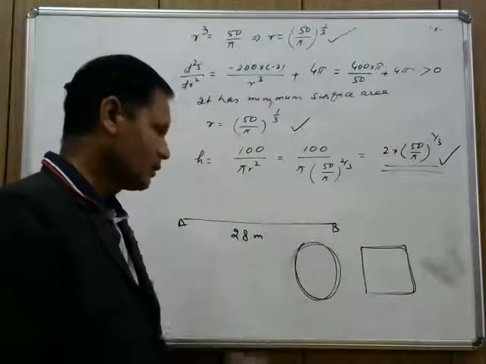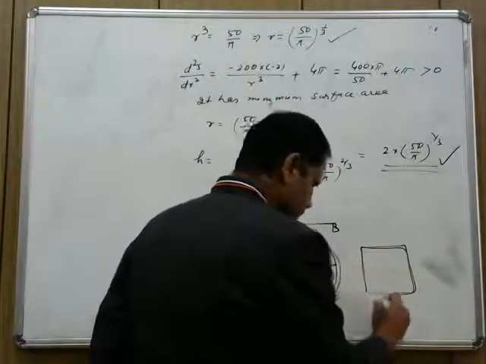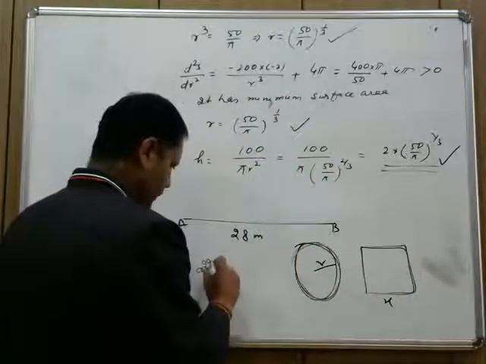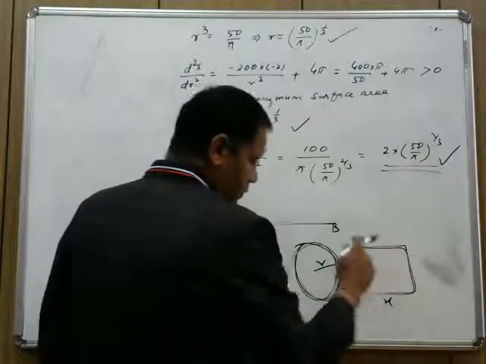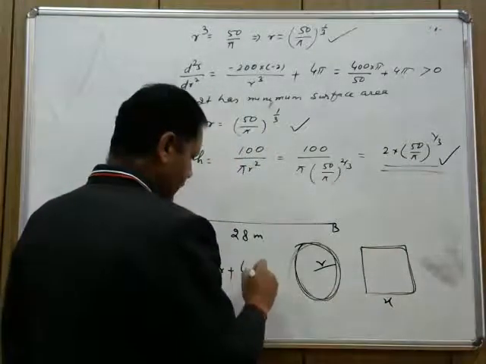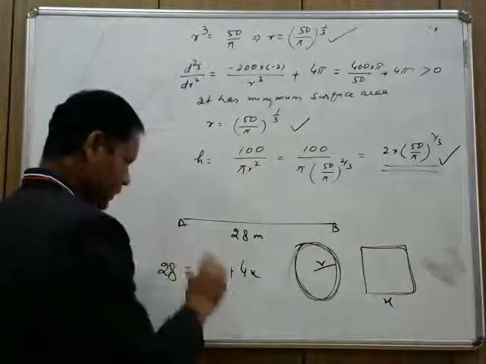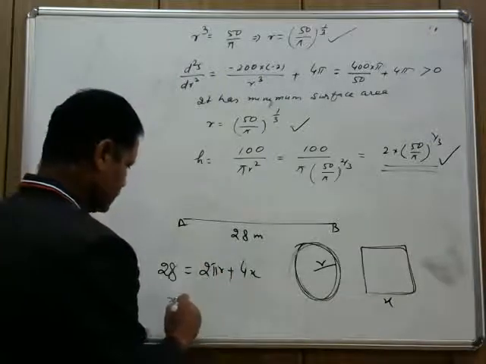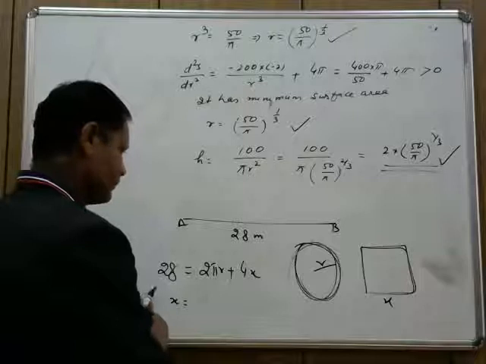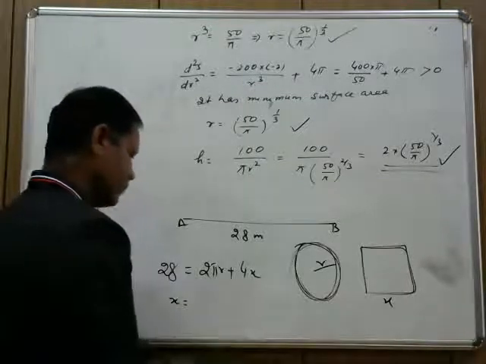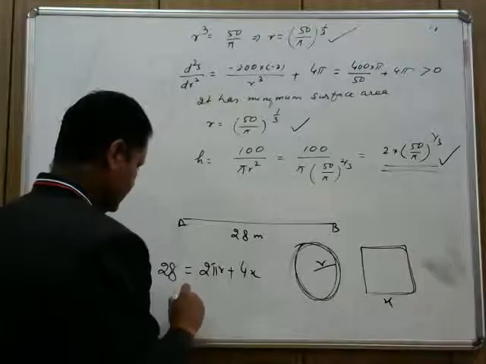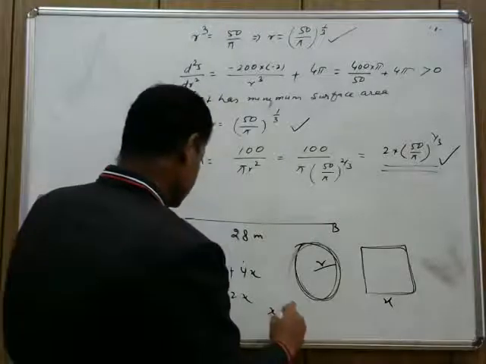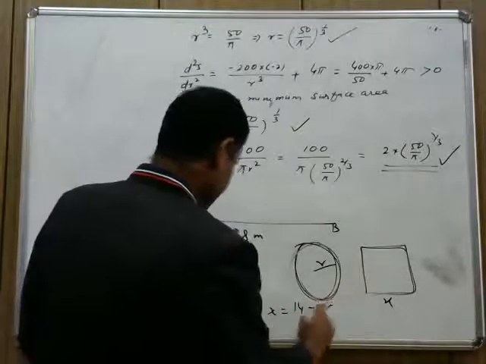We don't know what, let the radius be r, this side is x. So now what I can say, that 2 pi r plus perimeter of the square 4x is equal to 28. Now from here I can eliminate x. First of all you divide each term by 2, we will have 14 is equal to pi r plus 2x, and therefore I can write x is equal to 14 minus pi r upon 2.